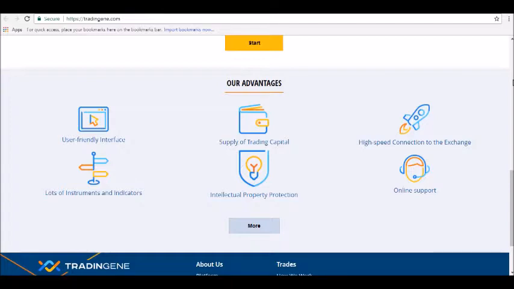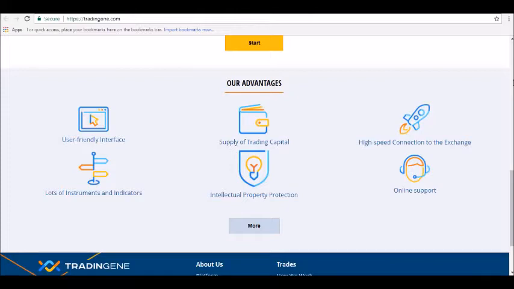Benefits of Tradingene. What's the point of Tradingene? Here are some of the advantages of the platform. You don't need to deal with technical problems like communicating with the exchange, receiving and processing data, and sending orders. You can entirely devote yourself to the development of trading strategies instead of focusing on technical problems.